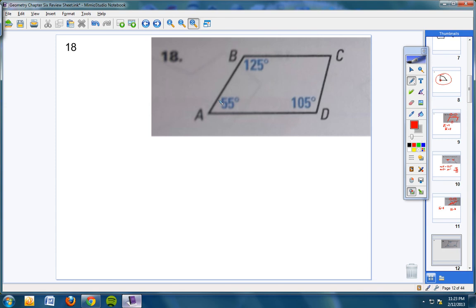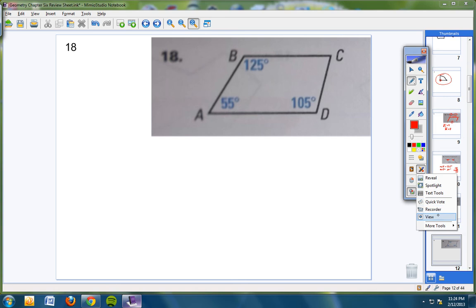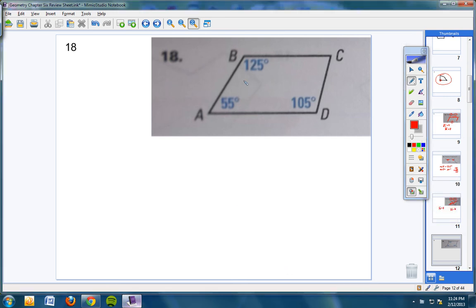Now, the directions for number 18, 19, and 20 say we're going to tell whether or not we have a parallelogram. Now, students, please listen to me. Please don't look at the picture that you're given. You cannot go by the picture that you're given. So what we have to look at are different things that we've been taught about a parallelogram. Now, one thing about a parallelogram you've been taught is opposite angles have to be congruent. Well, look, that's blown right here. This is 125 degrees. This is 105.